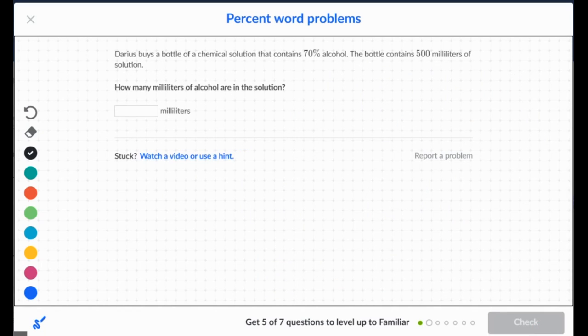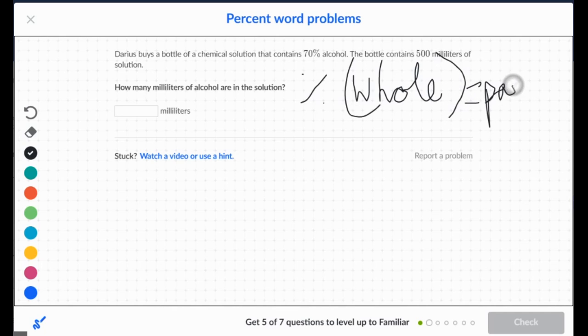Next, it says Darius buys a bottle of a chemical solution that contains 70% alcohol. The bottle contains 500 milliliters of solution. Again, we'll do the equation method first. I've got my percent times the whole is equal to the part.